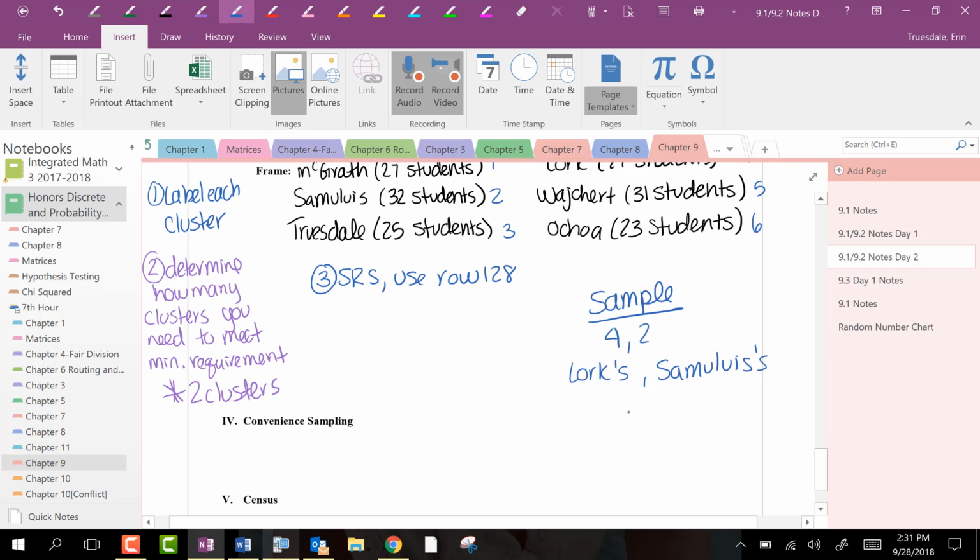Do you see how it wasn't a fixed sample size? You don't know how many you're going to end up with until your clusters get chosen. And do you also see how I didn't label the students in each of those classes and then only pick certain students out of the class? The whole class got taken.